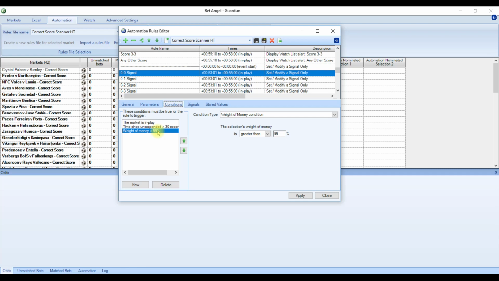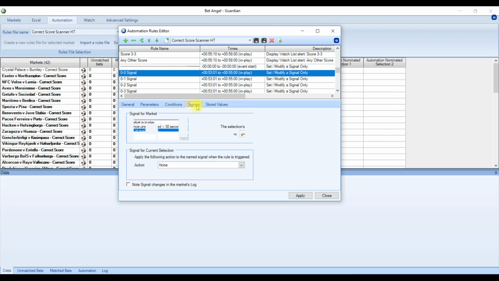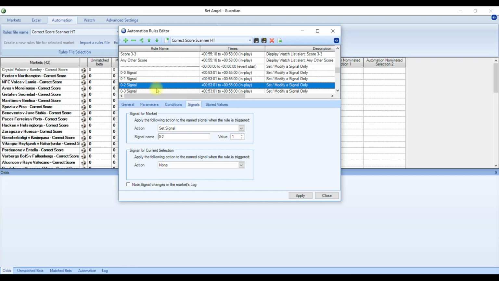I make each scoreline check to see if the weight of money is greater than 99% on that particular selection. If the weight of money is over 99%, that means that scoreline has gone, because there is no more money waiting on one side of the book. It means that scoreline has passed and it's no longer possible. So that is then set with a signal. So we've got the 0-0 signal, set with a value of 1, and the 0-1, 0-2, 0-3.